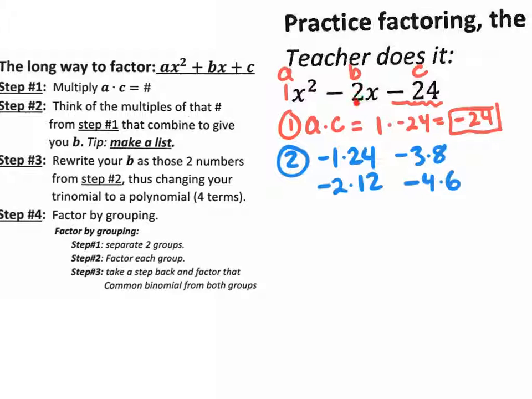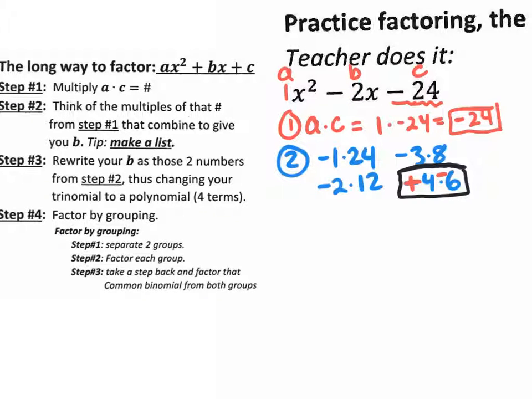Now, that's a 2, but it's supposed to be negative. So I have the right numbers, I just have the wrong signs. So let's switch the signs. Instead of a negative 4, I want to make it a positive 4. And instead of a positive 6, I want to make it a negative 6. And this is the correct pair of numbers for step 2. Remember, step 2 says, think of the pair of numbers that combine to give you the B value. So the B value is negative 2, and positive 4 minus 6 is negative 2.